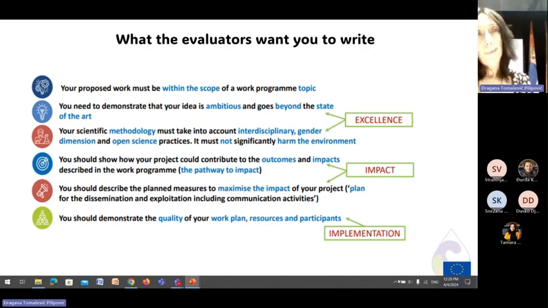The impact, well, now we are repeating a little bit the same concept. You should contribute to the outcomes and impacts for the big society, the pathway to the impact, as we have seen. And you have to indicate the measures to maximize the impact, so dissemination. And then implementation is the quality of the activities that you need to carry out the project.